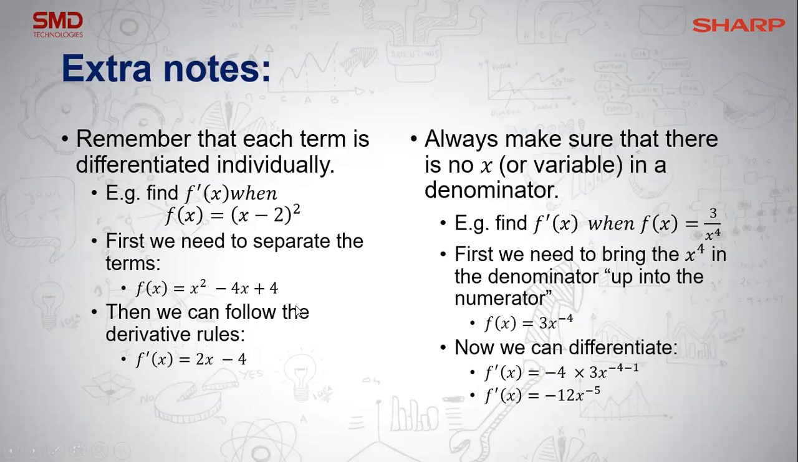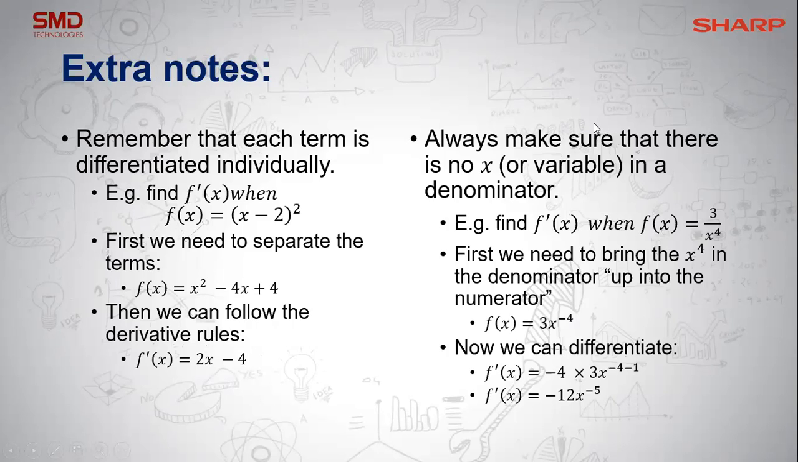So this is the answer that we get, and then we can just follow the rules. Here we're going to multiply by 2 and subtract 1 at the top. So I've got 2x, and 2 minus 1 is 1, so we don't write that 1 down. Here I've got 4x, and we know that when it's x to the power of 1, it just disappears, and you're just left with the constant.